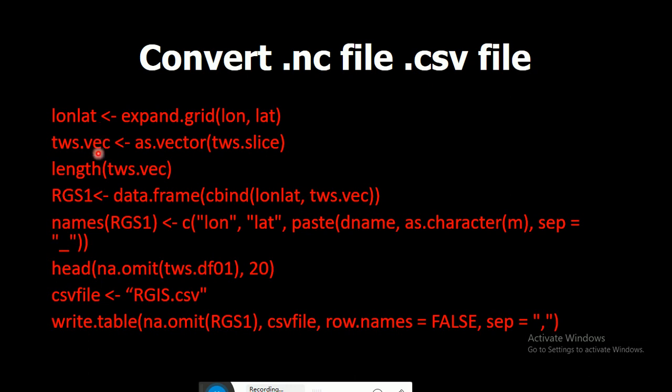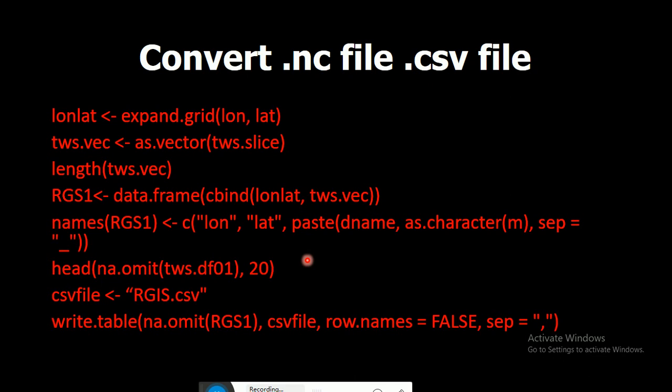Okay, in this section we will convert the .nc file into a CSV file. In the same format, expand the grid, and in this grid give the information of latitude and longitude. After that, make a file in which all the latitude and longitude come in a data frame. Then paste this file and give the head command.